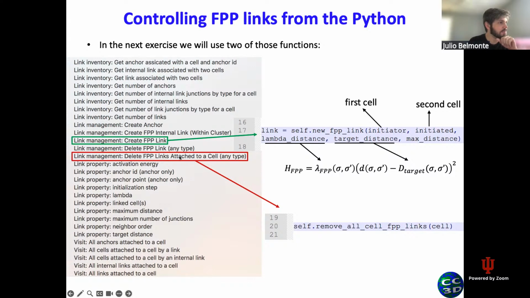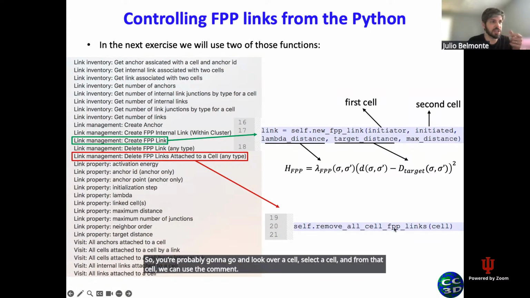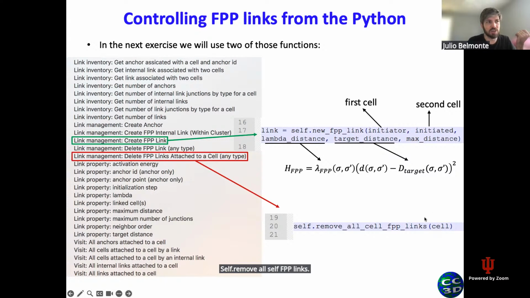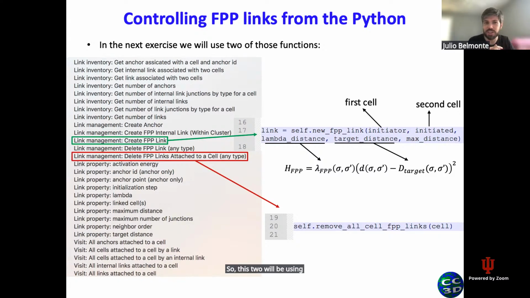The other thing that you'll be using is going to be deleting links attached to the cell. So you're probably going to loop over cells, select a cell, and from that cell you can use the command self.remove all cell FPP links, and then you just specify from which cell we are removing the links. So these two we'll be using all the time in this exercise, okay? So we see that there are a lot of options, but you'll only be using two of them, okay?